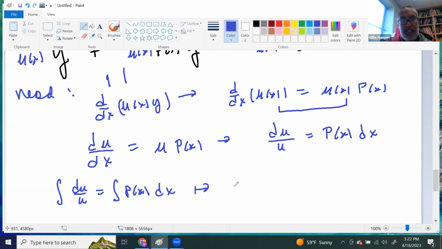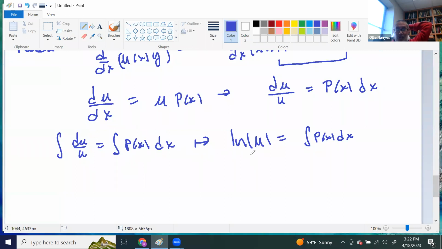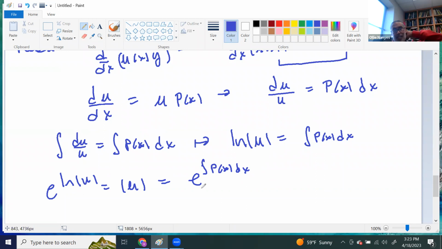And the left-hand side is now log of absolute u is going to be equal to some antiderivative. I'm not going to worry about the constant here. We need something that works. Then what we can do is take e of both sides. e to the log of absolute u is absolute u, which is now e to the integral of p of x dx. And since this is going to be positive, we just need an antiderivative that works.